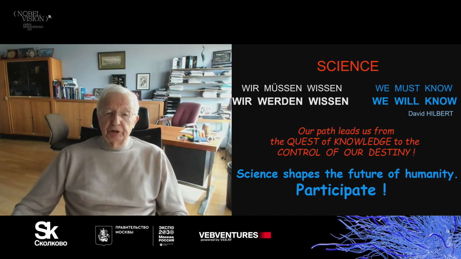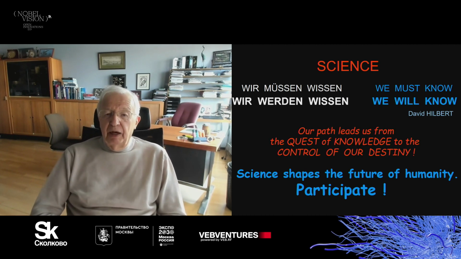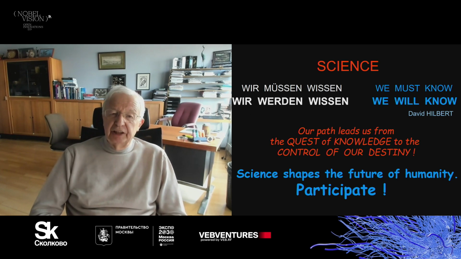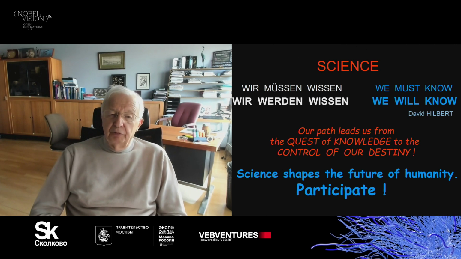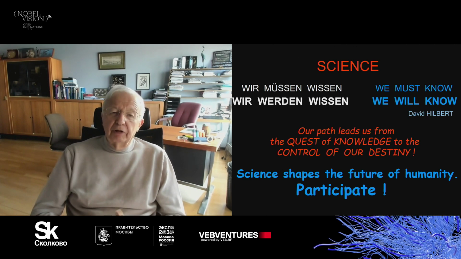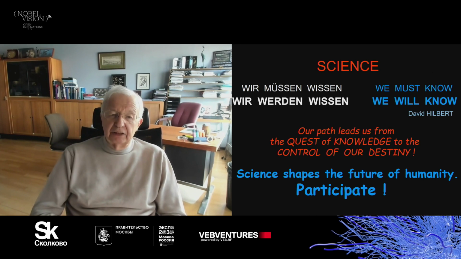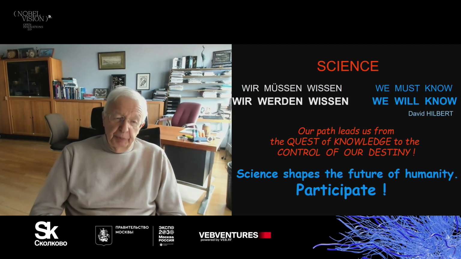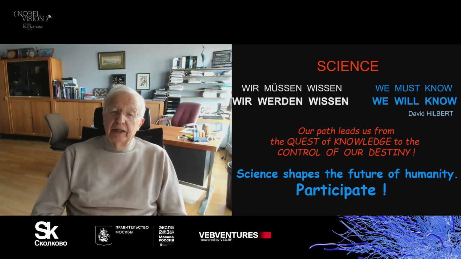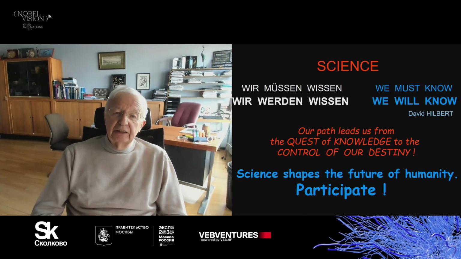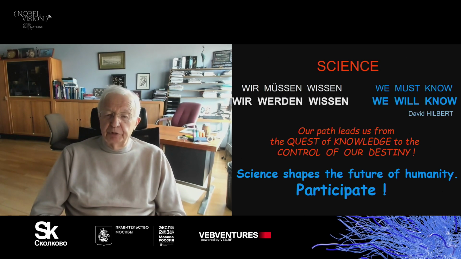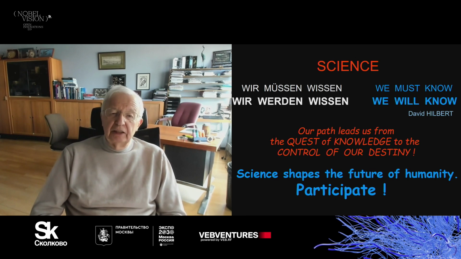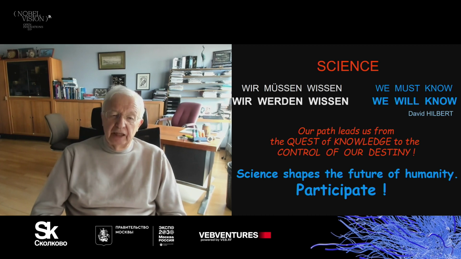So science shapes the future of humanity, and our path will lead us from the quest of knowledge to the control of our destiny. The knowledge we accumulate will allow us now to take our destiny in our own hands, to control our destiny. This is why young people especially, but everybody should try to learn some science, know science, because science shapes the future of humanity. Science, basic first, accumulating knowledge and applying it through technology.